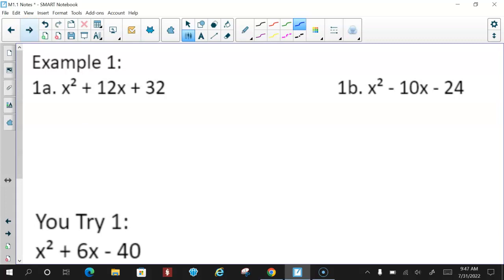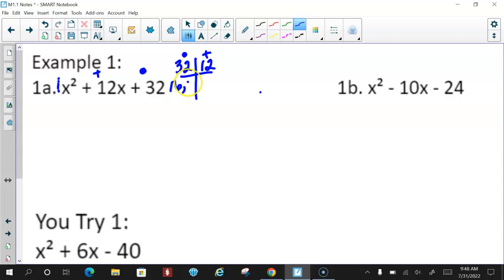So example 1. First off, do we have a GCF? No. Also notice that our A, that front coefficient, is just 1. So when our leading coefficient is just 1, I'm going to go ahead and set up my table. We're thinking, what numbers multiply to get you positive 32 and add to get you 12? So we can list the factors of 32, but they also have to add to get us 12. Well, let's see.